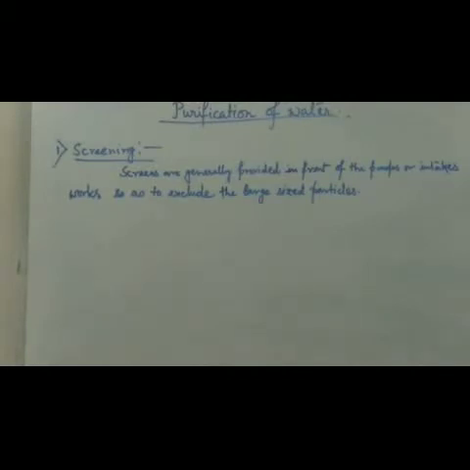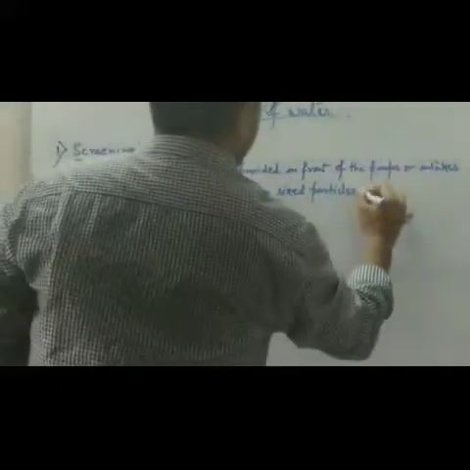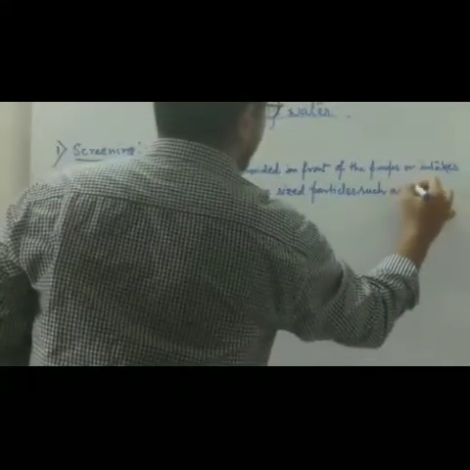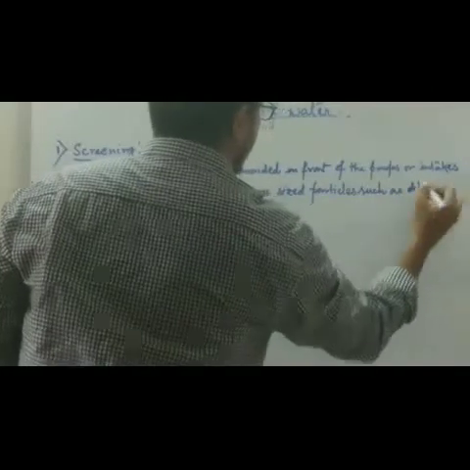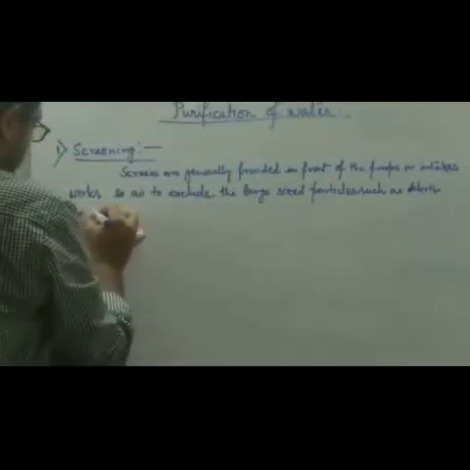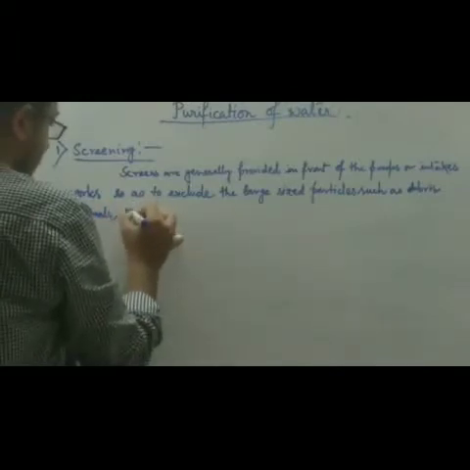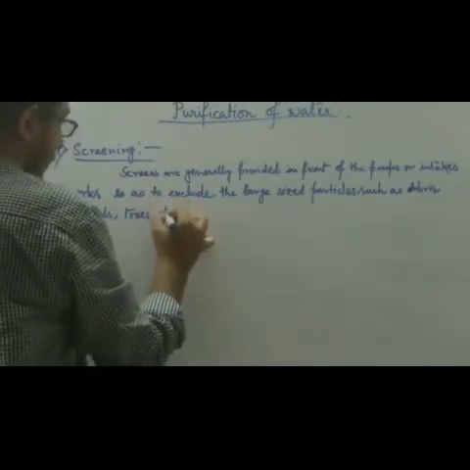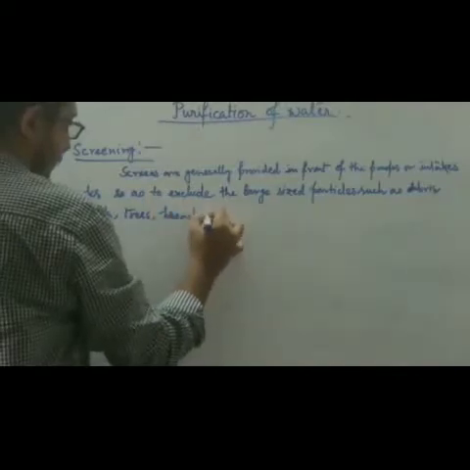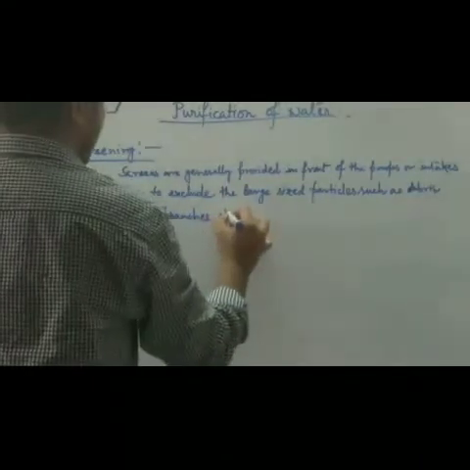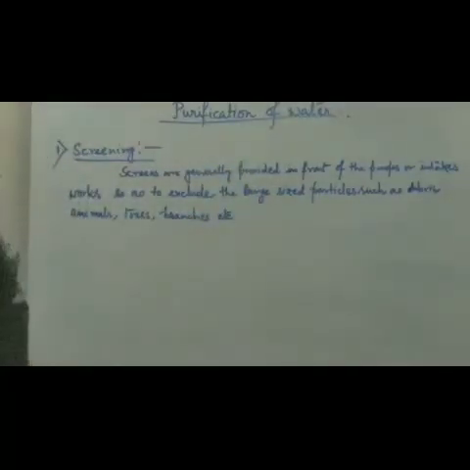And what are the large sized particles? The particles may be debris, animals, trees, branches. So please write down, such as debris, animals, trees, branches, etc. So these are the materials which are separated from the raw water to purify it.